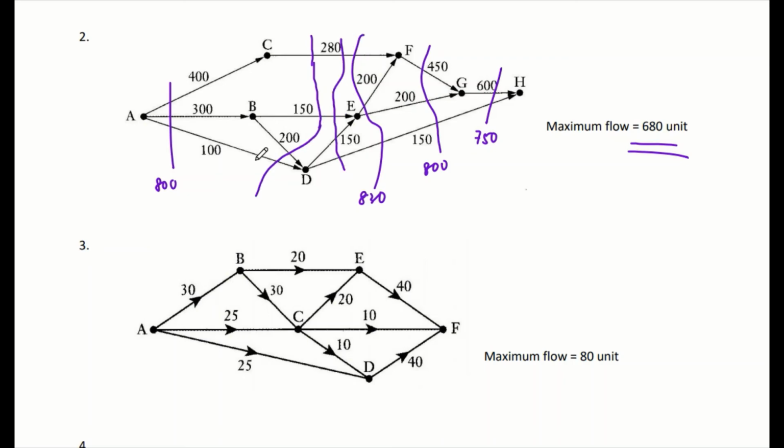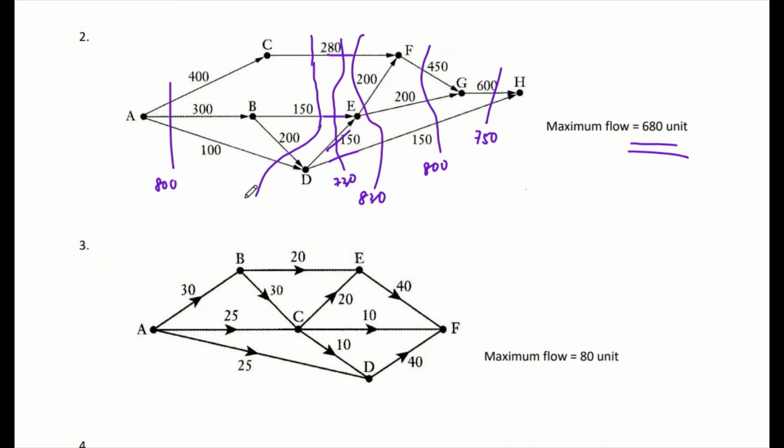Okay, now let's check. For this one first, you can see that the source is here and the sink here. Which means that for here, here, here, here, they are all from the source to the sink. So that's why you need to add them up together. So 300, 450, and then that's going to be 730. So this might not be the minimum.